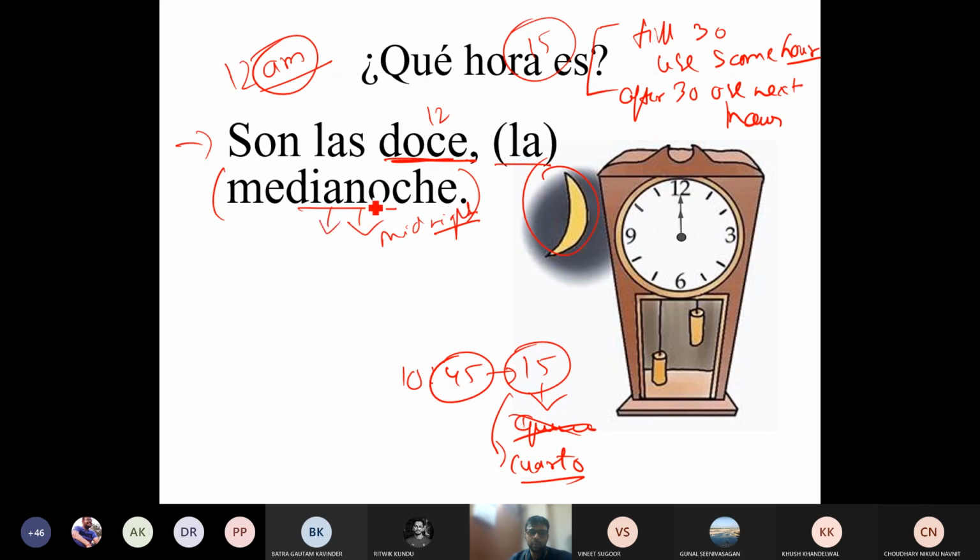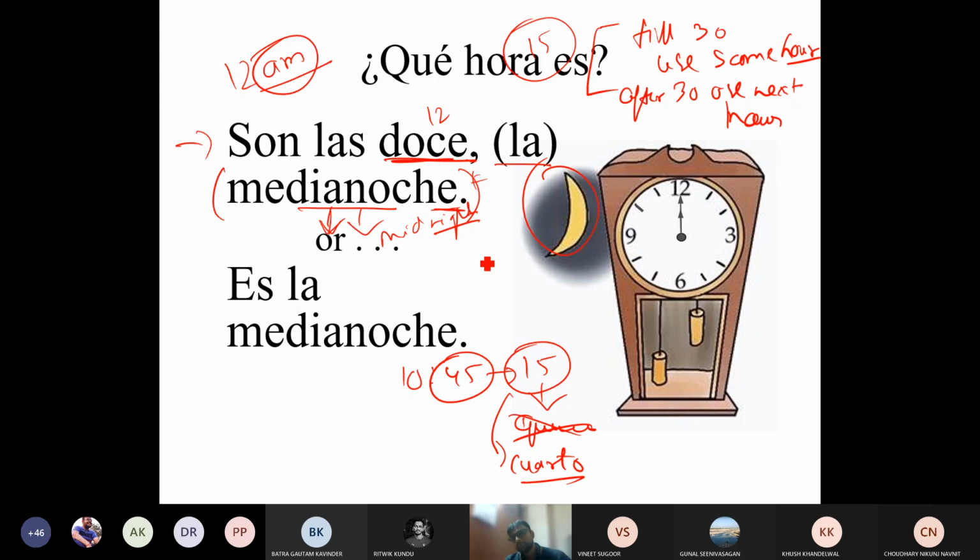You have to be careful. Here it is medianoche, not medio noche or anything else. We are using media here because noche is feminine. When you go to the next slide, you will find a change here of the word media. There is another way to say this, which is you just mention that it is midnight. People will understand that we are talking about 12 midnight. Then in that case, you don't need to use son las 12. There is no need to mention those number of hours.